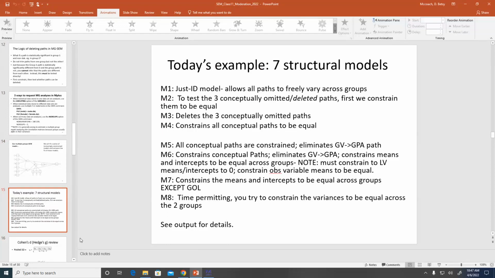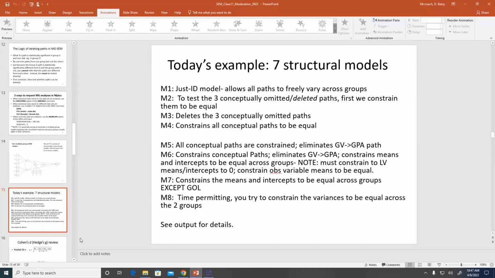And then, time permitting, probably not, I had high hopes, you could try to constrain the variances to be equal across the 2 groups. So we'll see how that goes. Maybe there will be time to do that. But that's kind of the logic. I would do the means and intercepts, and then the variances and covariances at the end, after we've done the paths.